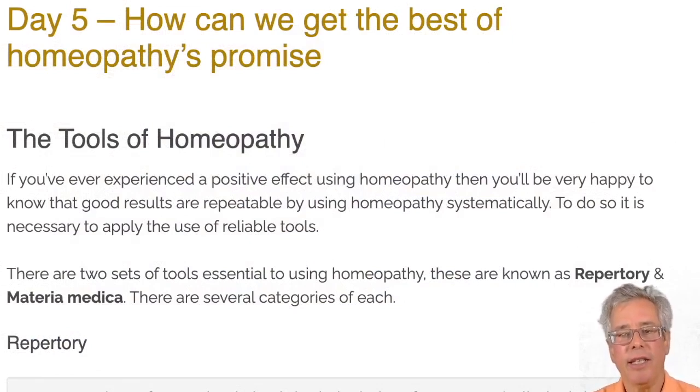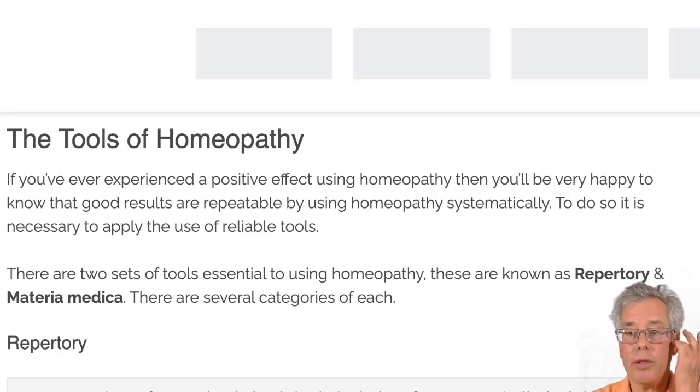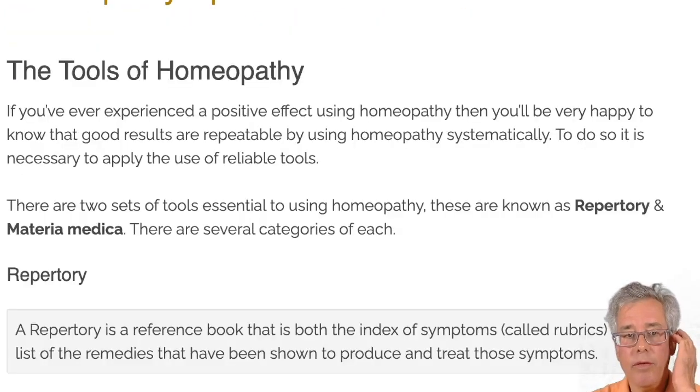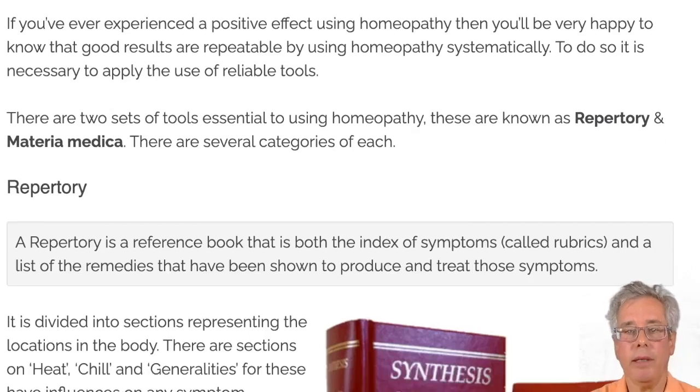We're going to talk about how to get the best of homeopathy, and we're going to start with talking about the tools that are used to do so. And if you've had good results with homeopathy, you'll want those to become reliable and repeatable. So the way to do that is to use homeopathy systematically. We've touched on some of the factors that enable that.